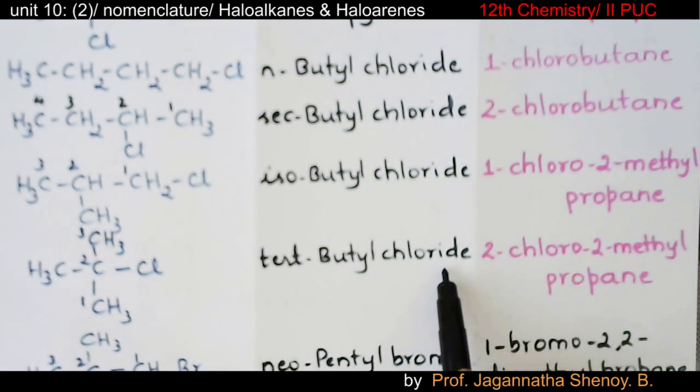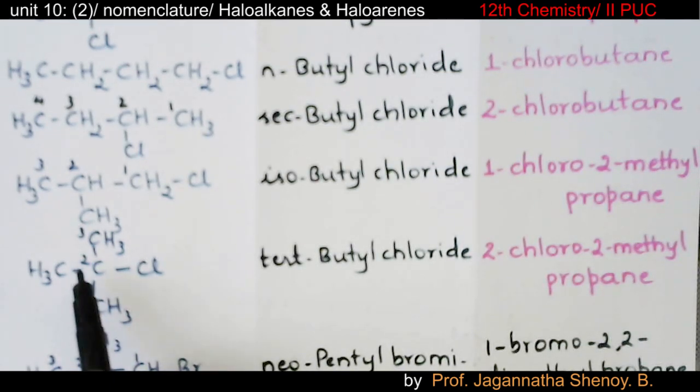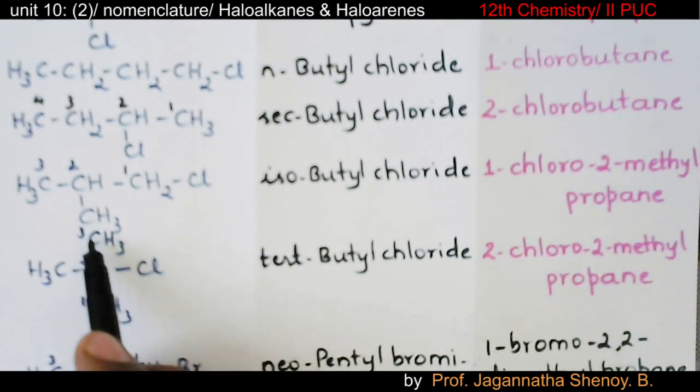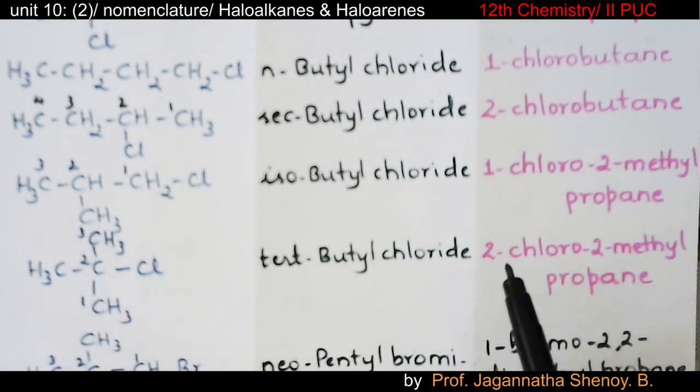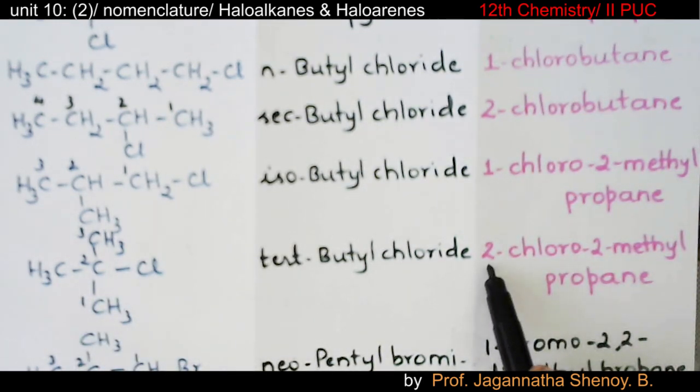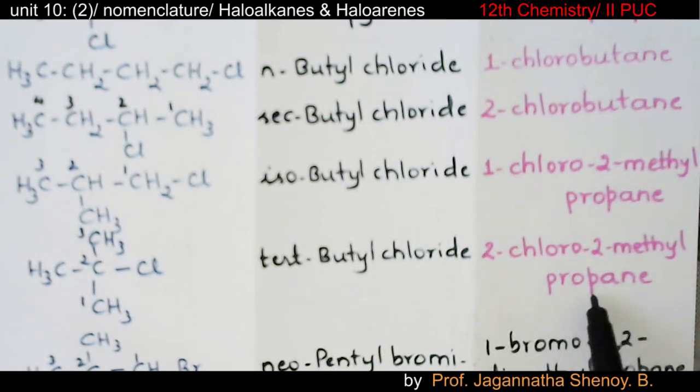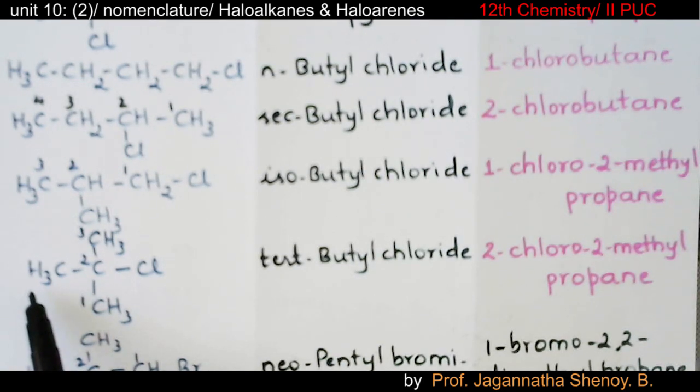What about the IUPAC name of this compound? You number the carbon chain like this: first, second, and third carbon atom. Obviously, it has to be a propane derivative. On the propane chain, on the second carbon atom, we have a chloro group. Also, there is a methyl group. Follow the alphabetical order. So first we have to write chloro group and then methyl. That's why the IUPAC name of this compound is 2-chloro-2-methylpropane. This is a very important one, asked for 1 mark in the examination.